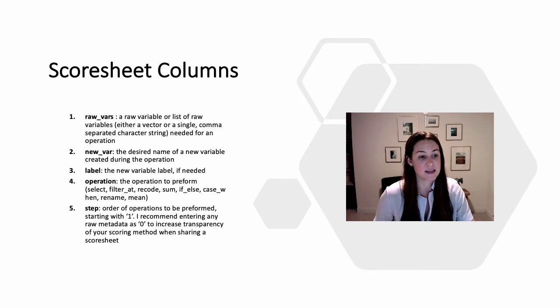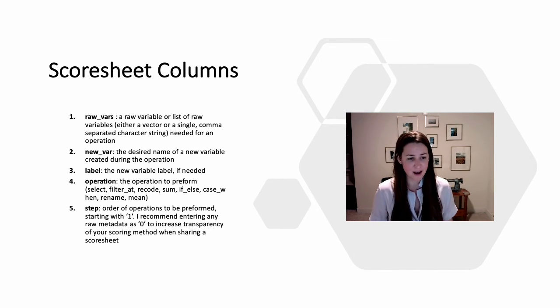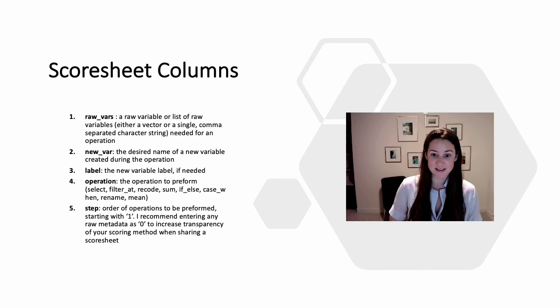The next thing is a label. So if you want to label your variable, or there are certain operations that prefer that you have a variable label and say what it is, then you will put the label right there in that label column. The next is the operation, and this is the operation to perform. There are several operations that are available right now in the Scorekeeper package, and I'm going to talk about what those are in a couple of slides as well. And then the next column, column 5, is our step, and that is the order of operations to perform, starting with 1.